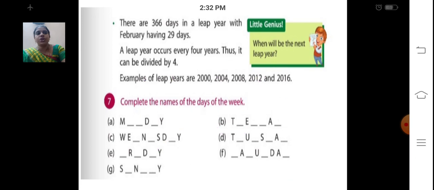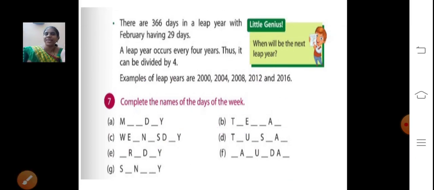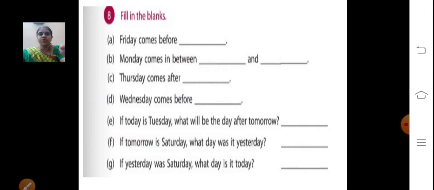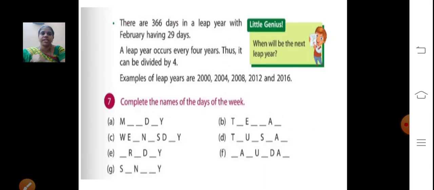So today we saw the quarters, then days of the week, months of the year. Just read the spellings of the months of the year also, January, February, so that it will be useful in the next class. Monday, okay. Also read the spellings of the days of the week. Next class we will complete the names of the days of the week.